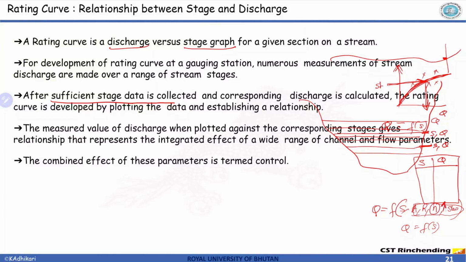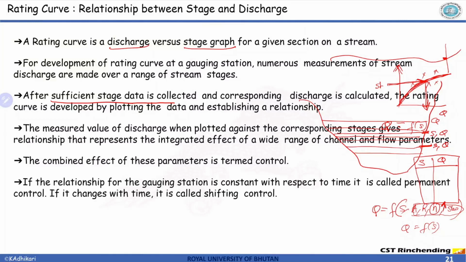And correspondingly the depth at that point might increase for the same discharge. So these kind of small things affect discharge computation. So when we draw a rating curve, it is summarizing all of those effects into one form, in one line. Those factors, which we call the controls, are controlling because they control the discharge. Okay, and if the relationship is constant with respect to time, it is called the permanent control.